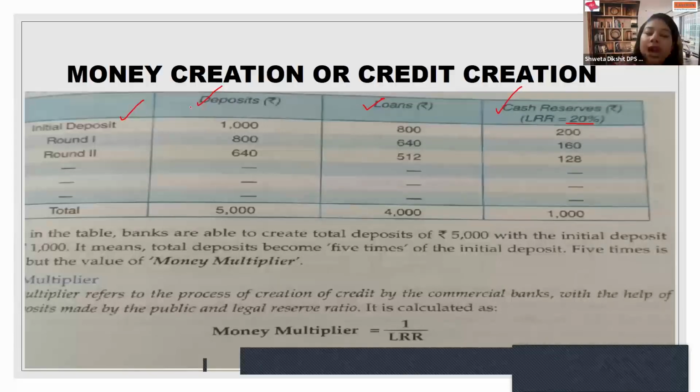Now start to understand the process. Assume that in the first round, the initial deposit is 1,000. I told you that the bank works as a link between the depositor and the person who is borrowing the money. That means a person who has surplus money and a person who is short of money. The person who has surplus money will definitely deposit it in the bank. So suppose a person had surplus money of 1,000 and deposited it in the bank.